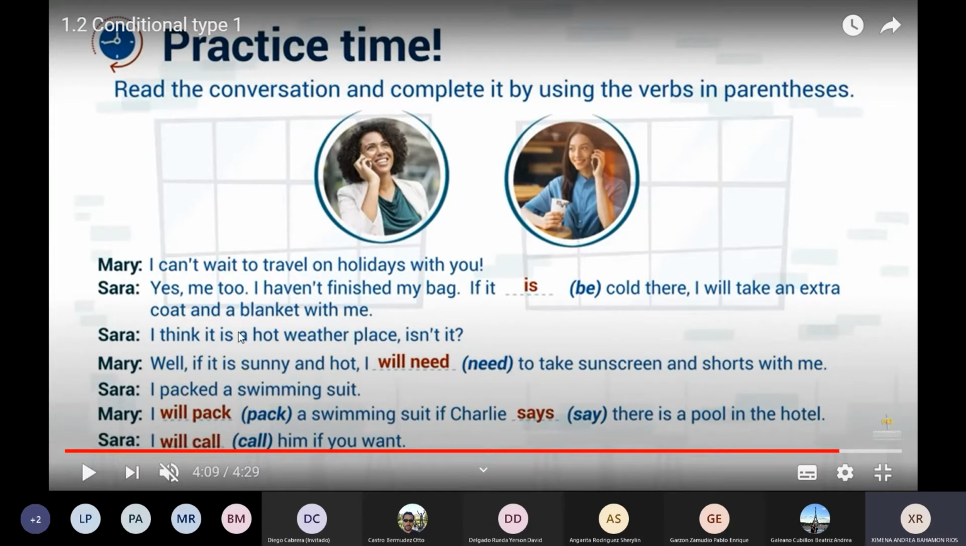We already have the condition. Then we need the result. And remember that the result is in future with will and the verb in infinitive. So the correct one is I will need to take sunscreen and etc.